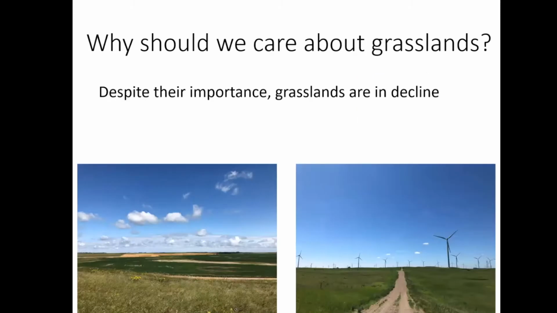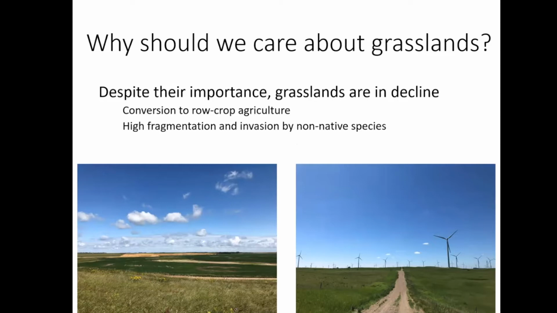However, despite their importance, grasslands are in decline, primarily due to those nutrient-rich soils, which has led to a conversion of up to 99% of native prairie habitats lost to crop row agriculture. This has left grasslands sparsely located across the landscape, which has reduced connectivity and may further degrade those remnant habitats, which may allow for increased rates of invasion by non-native species.